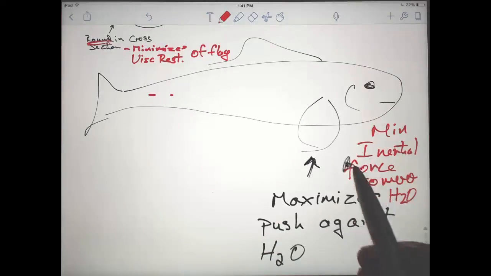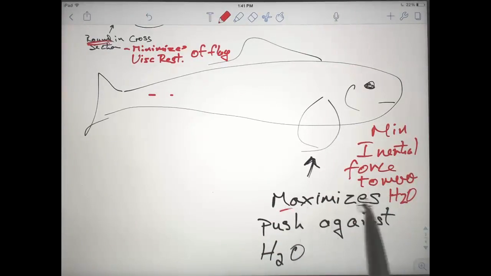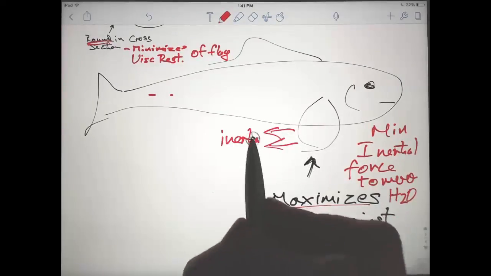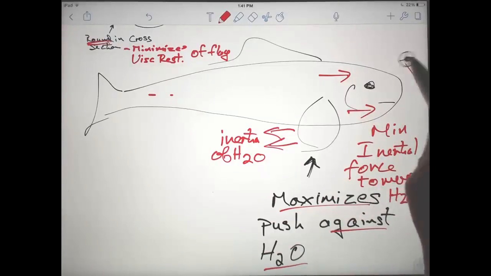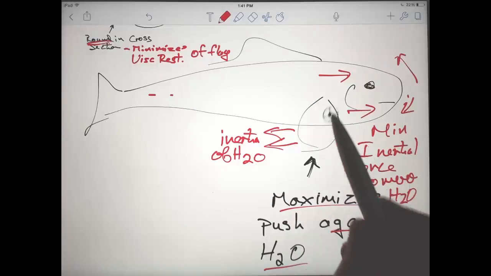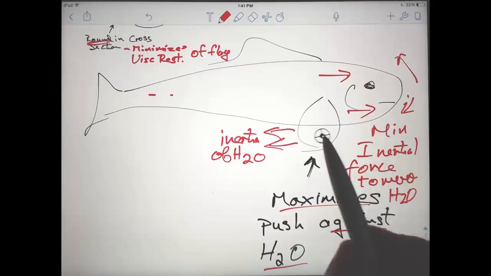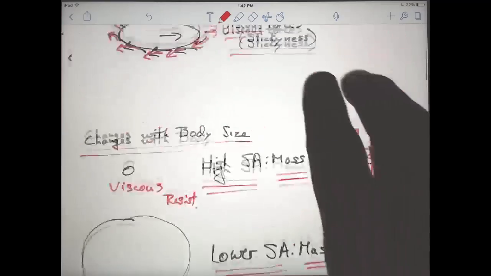And the method that they use to move water, a broad flattened fin, maximizes the push against water. It maximizes the inertia of the water that can be pushed behind. So as the water gets pushed back, the fish moves forward, pushing other water out of the way. And the viscous forces are not a serious problem for the fin because the major force is actually in pushing that large mass of water out of the way.